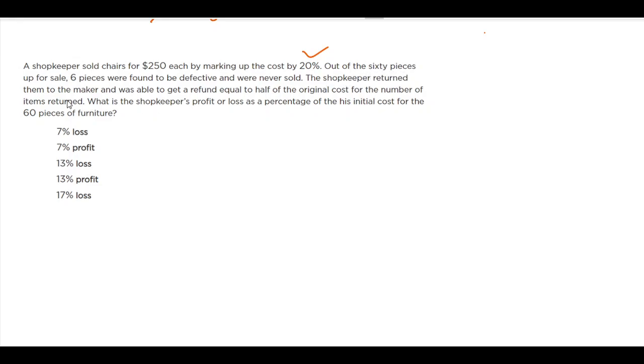Out of the 60 pieces up for sale, 6 pieces were found to be defective and were never sold. The shopkeeper returned them to the maker and was able to get a refund equal to half of the original cost for the number of items returned. What is the shopkeeper's profit or loss as a percentage of his initial cost for the 60 pieces of furniture?